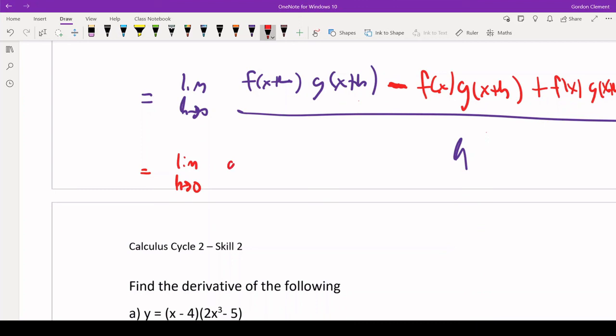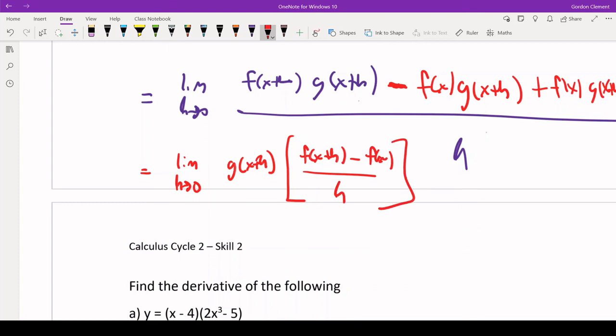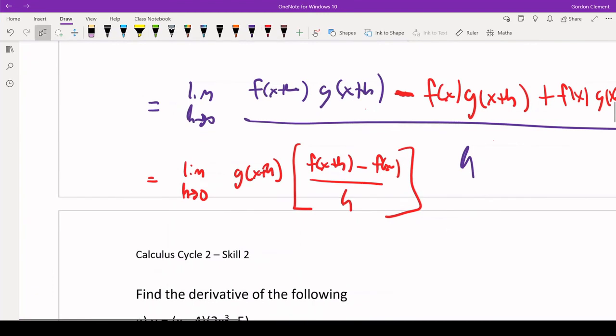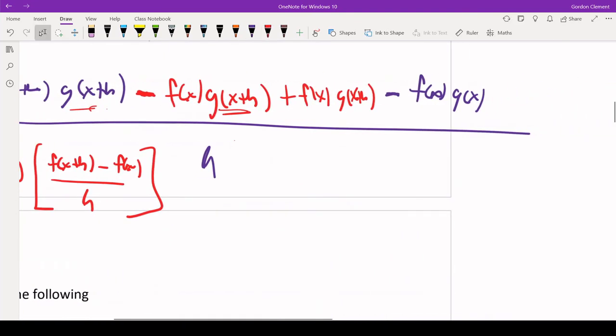My idea was to factor out that g of x plus h from the first two terms. So I'm just dealing with these first two terms that you can see on screen there. I'm factoring out this g of x plus h completely out front, and then I'll write the rest as a fraction, f of x plus h minus f at x over h. And then I'll look at the other two terms, and f of x is common to those terms, so maybe I'll do the exact same thing. Again, that over h is on the line above.